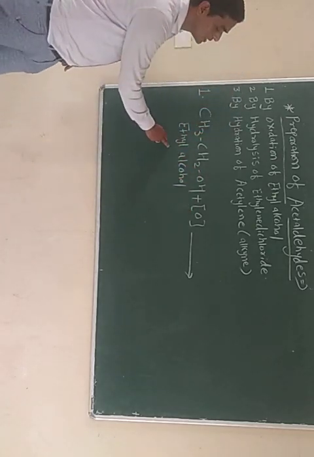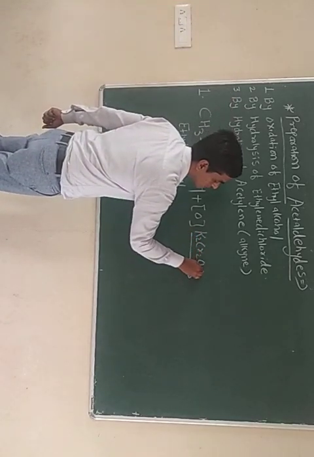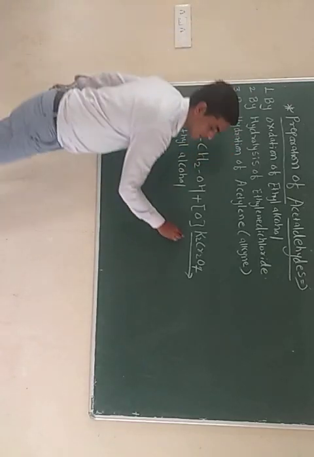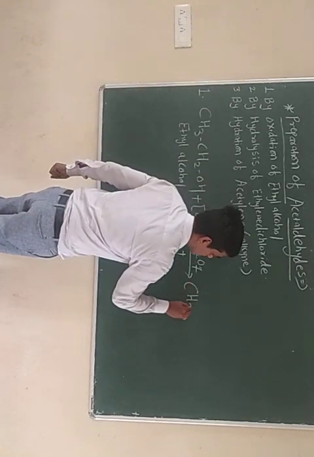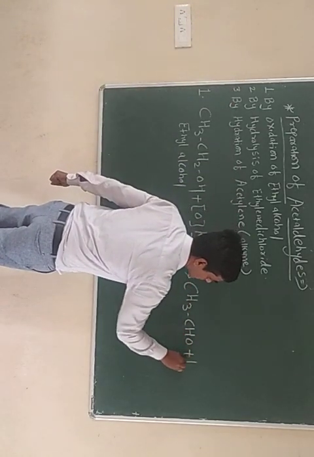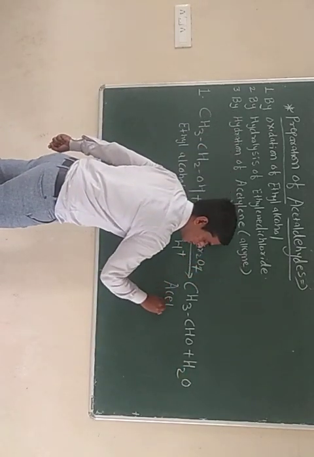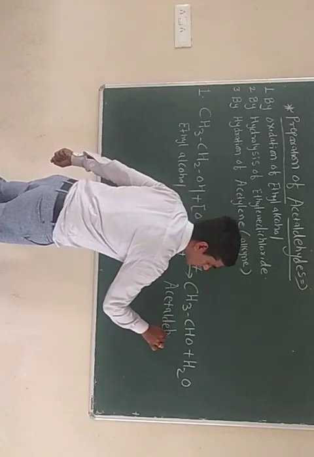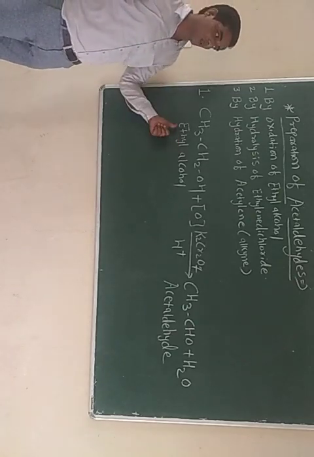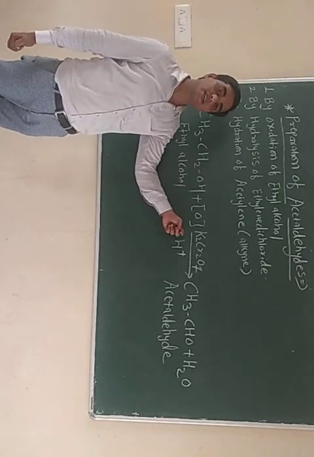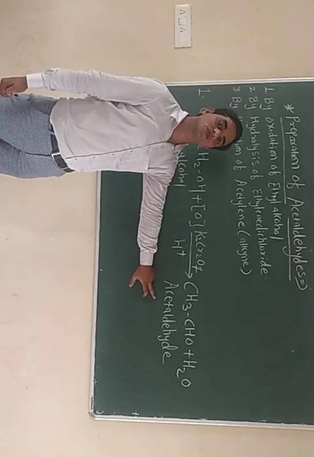If oxidation of ethyl alcohol is carried out in the presence of an acidifying agent, K2Cr2O7, potassium dichromate, then there is a formation of CH3CHO plus H2O. That means there is a formation of acetaldehyde molecule. So acetaldehyde can be prepared by the oxidation of ethyl alcohol using the acidifying agent potassium dichromate, K2Cr2O7.